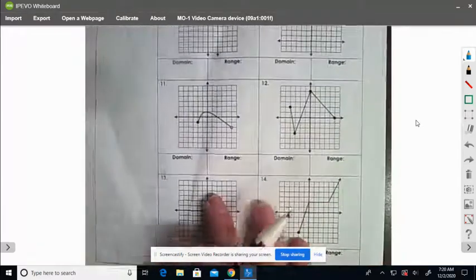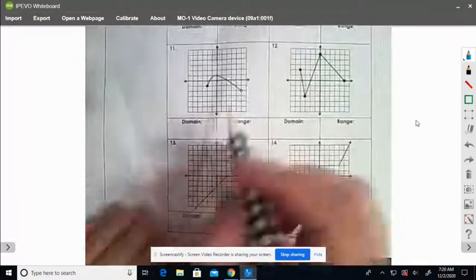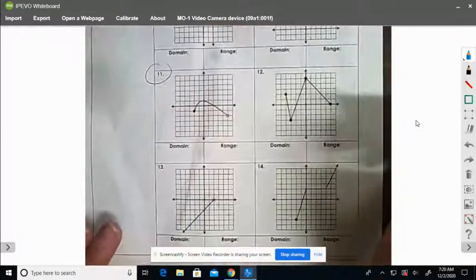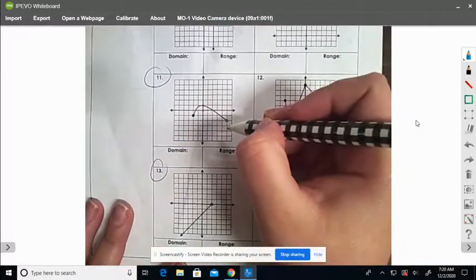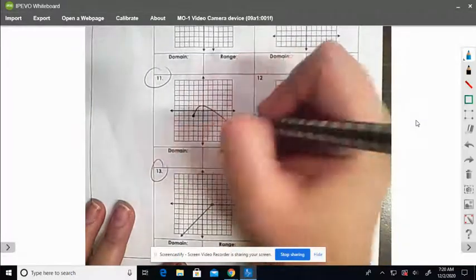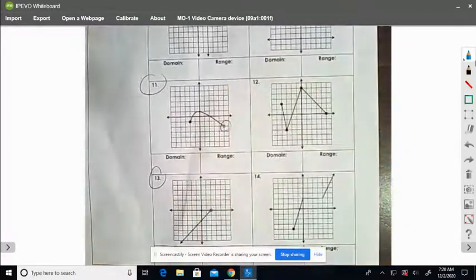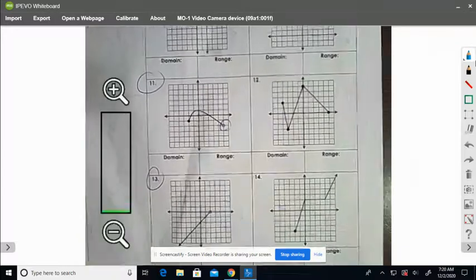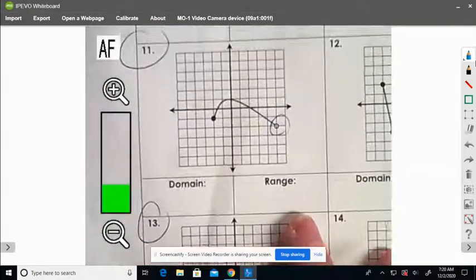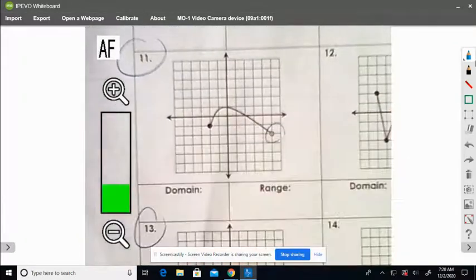I'm going to flip it over, and I just want to do one or two problems with open circles. So I'm going to do 11 and 13. So 11, we have an open circle right here. Might be hard to see from where you are. I'll zoom in. And then we have a closed circle here.